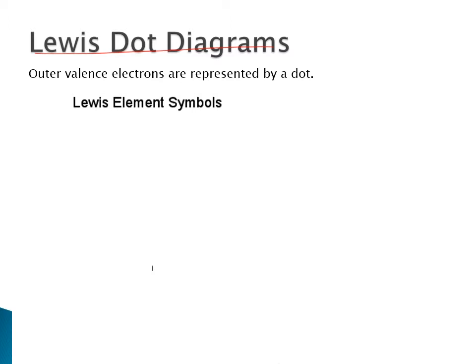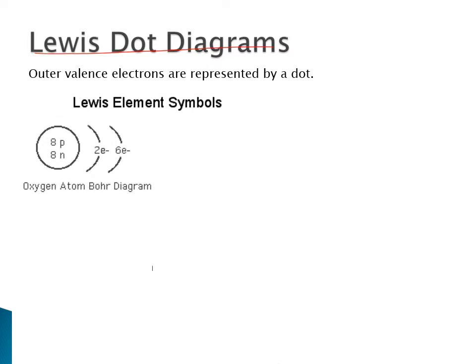So if you look at your Bohr-Rutherford diagram, you've got all these inner shells and you've got that one outer shell. The bonding and the transfer of electrons is always happening with the outer shells. So what a Lewis dot diagram says is, okay, well, let's just ignore all that inner shell stuff. Let's just focus on the outer shells.